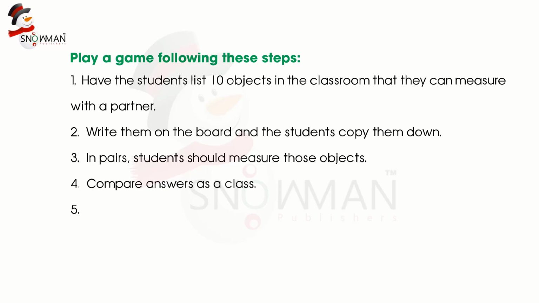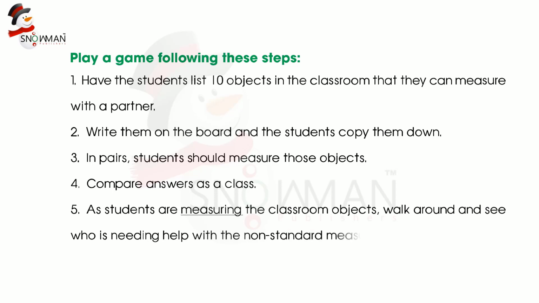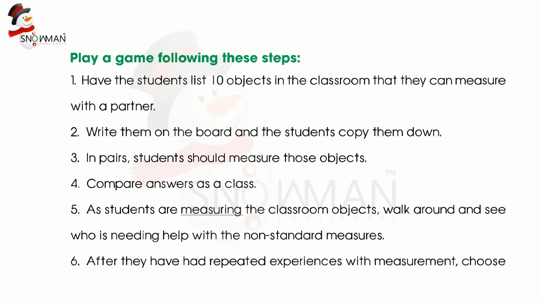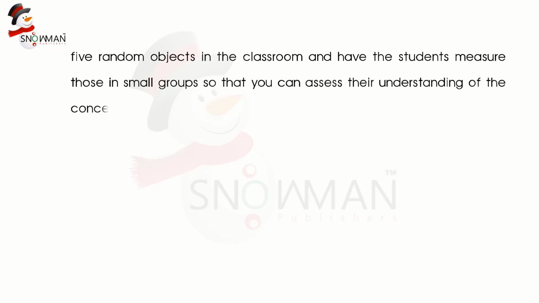5. As students are measuring the classroom objects, walk around and see who needs help with the non-standard measures. 6. After they have had repeated experiences with measurement, choose 5 random objects in the classroom and have the students measure those in small groups so that you can assess their understanding of the concept.